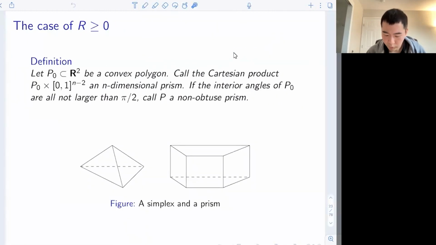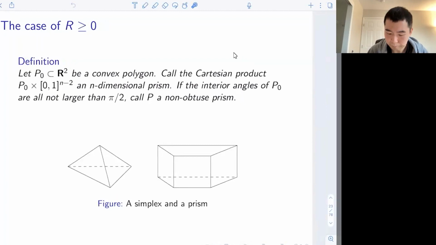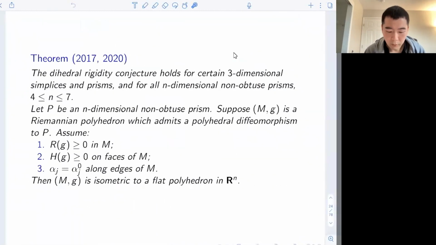Okay, so there are some pictures. On the right here, this is a prism. You can see it's a quadrilateral cross an interval, and of course we also have simplices, which are just the Euclidean notion of simplices. All right, so essentially what I can prove is that the dihedral rigidity conjecture holds for certain three-dimensional simplices and prisms, and for n-dimensional non-obtuse prisms between dimensions 4 and 7.